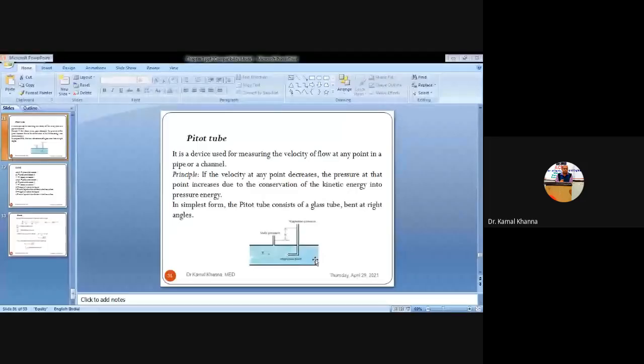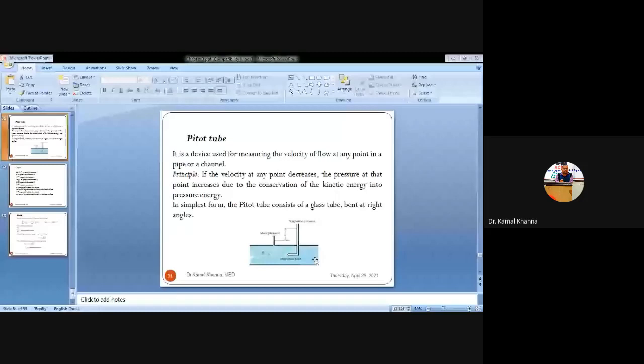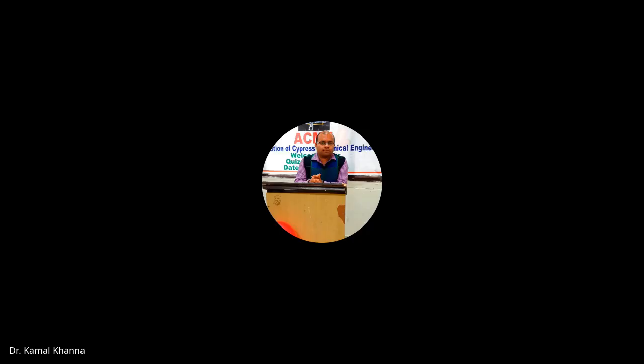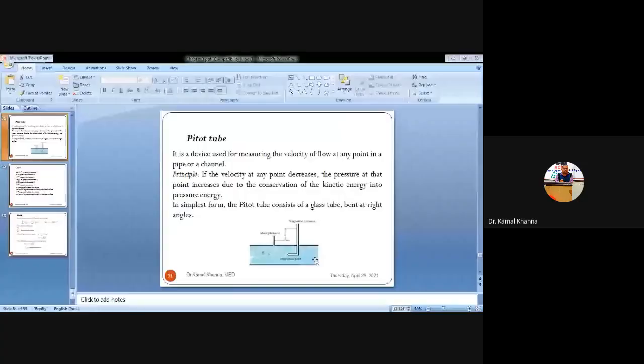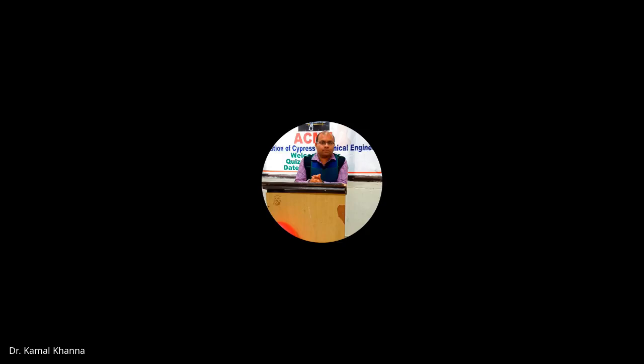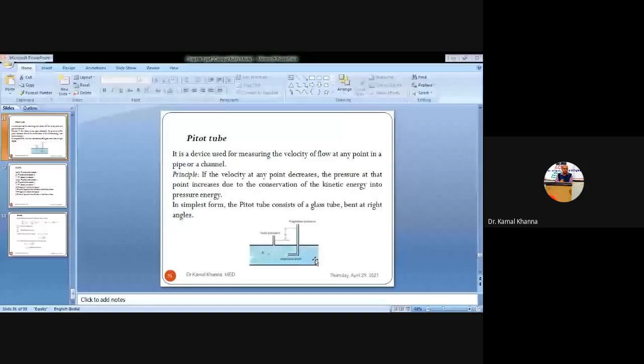That is, as soon as the velocity decreases, that is kinetic energy decreases, it will be converted into pressure energy. And due to this pressure energy, the liquid is rising into the pitot tube. So the pitot tube is basically a glass tube that is bent at a right angle, or you can say it is an inverted L shape, the alphabet shape of the pitot tube. And you can see as soon as the velocity is decreasing, the pressure is increasing.